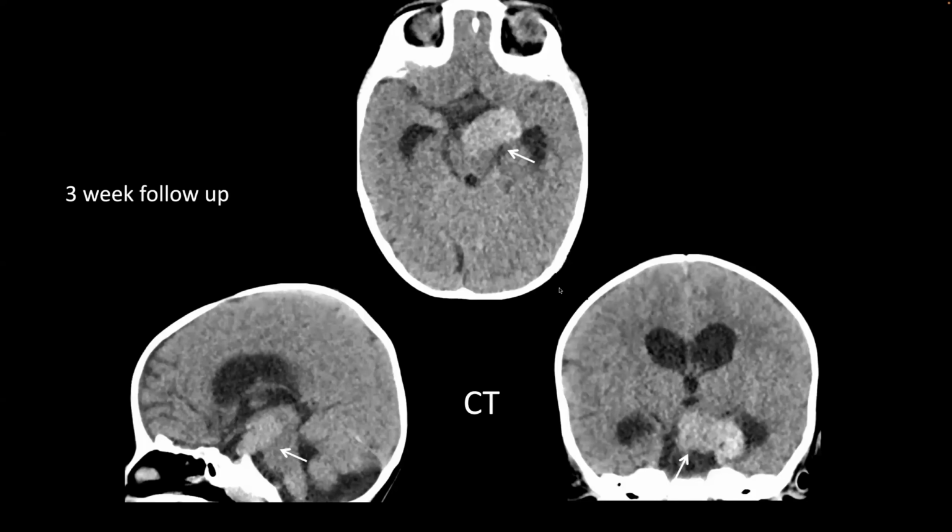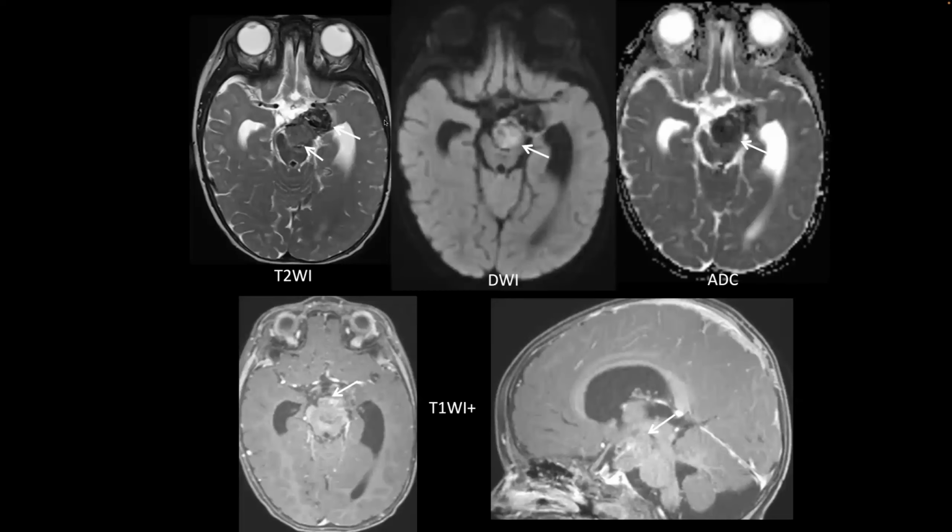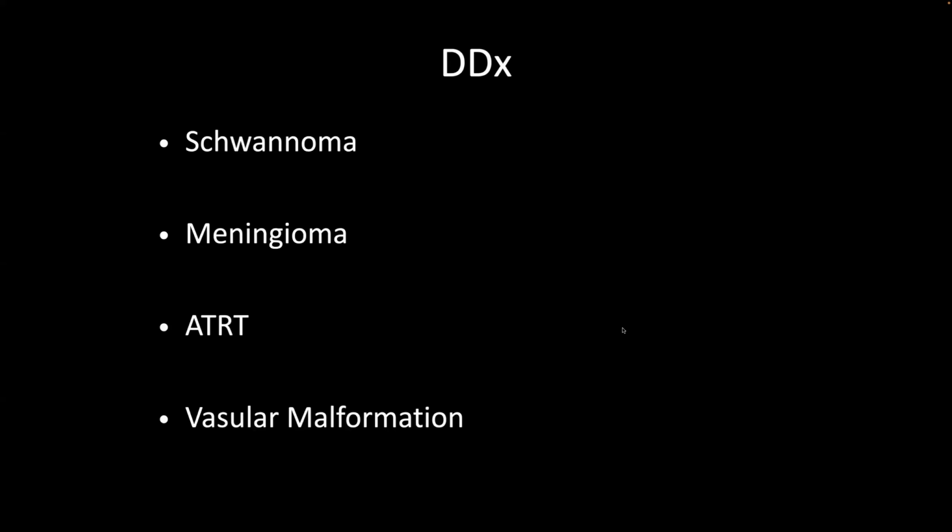Then the child had a 3-week follow-up, and you can see that the lesion had significantly progressed in size. There was some internal bleeding, but the size had significantly progressed within a 3-week period. At that time, the differentials considered were schwannomas, meningiomas, ATRTs, and vascular malformations.